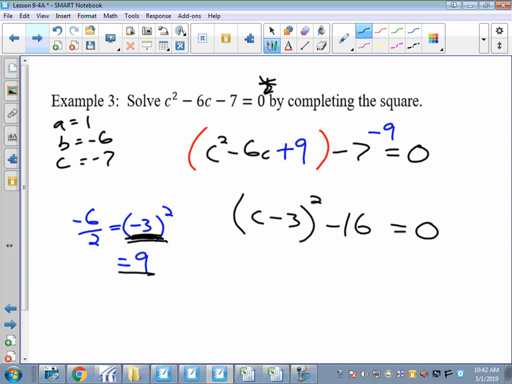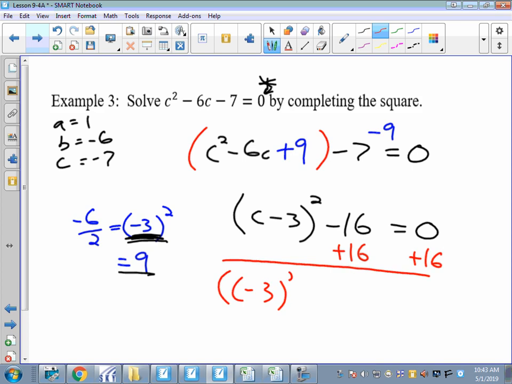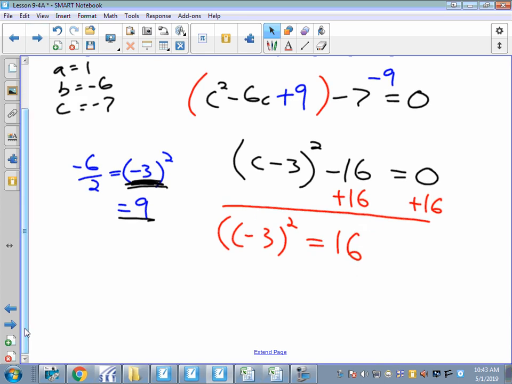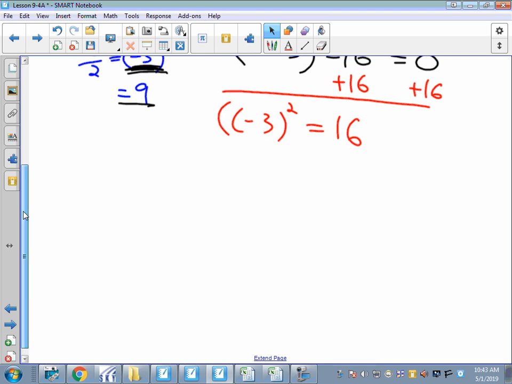Okay? So the next step says to isolate the parenthesis. Isolate means get it by itself. So to do that, I'm going to have to add 16 to both sides. And that's going to give me c minus 3 squared equals positive 16. All right. So now what I want to do is take the parenthesis and do the square root property.